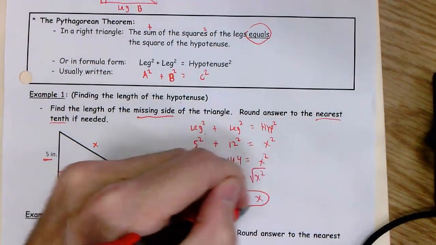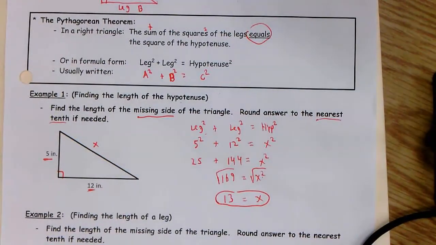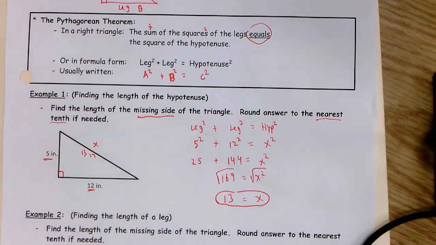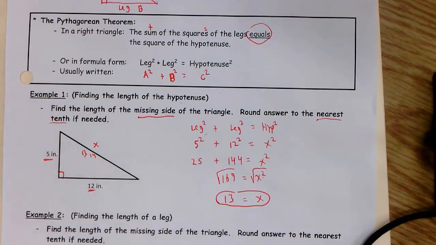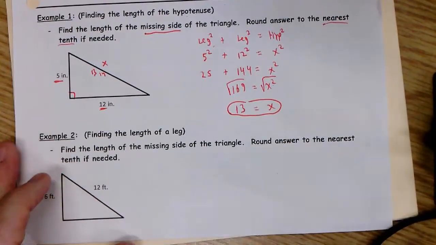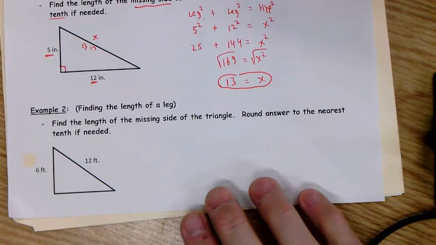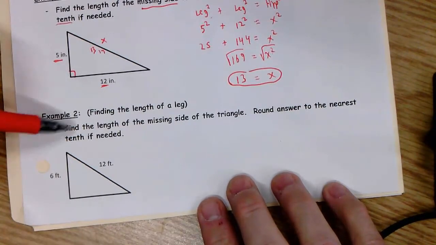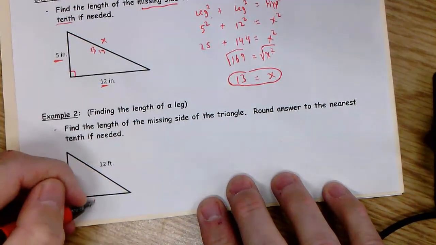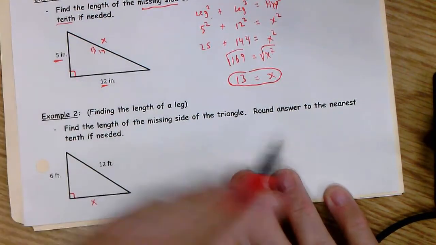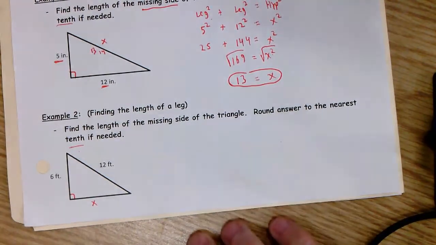And so I have found that x equals 13, or the length of the hypotenuse is 13 inches. All right, let's do the second example, where this time I am missing one of the legs. Find the length of the missing side. This is the missing side. Here's the right angle. Round your answer to the nearest tenth.